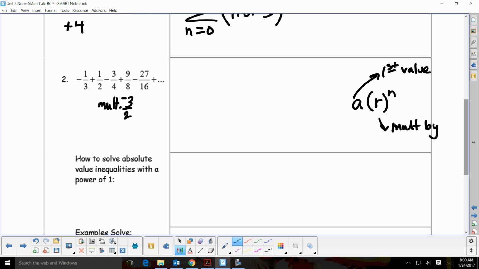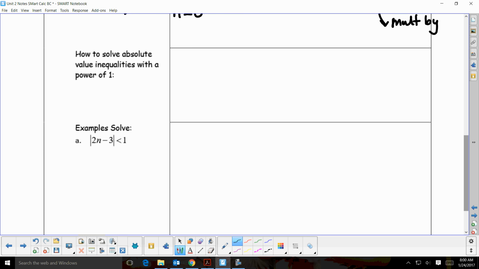You want to try to write it? Now that you see that, it should be boom. What's our starting value? It's the very first one. Negative 1/3. What are we multiplying by? Negative 3/2, and that's to the n. Check and see if it works. Plug in 0. Plug in 1. Plug in 2. Does it work? Yes. Okay.